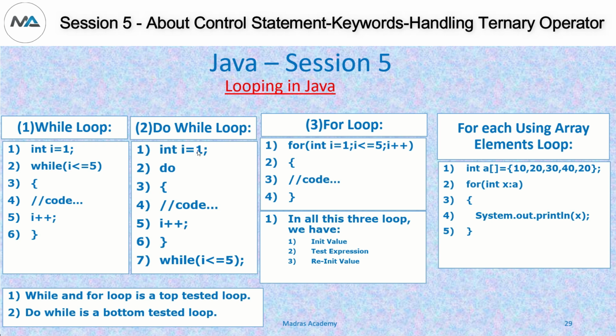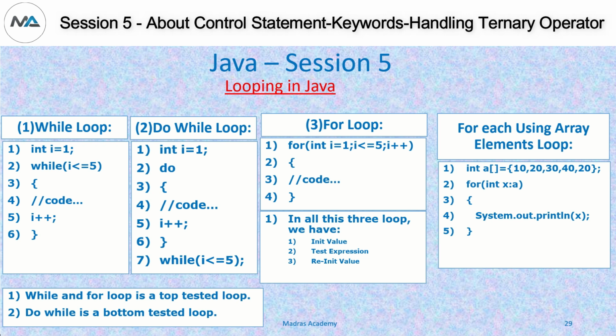Okay, if it is 100 here, 101 is less than or equal to 5, the condition is false, it won't execute. So in do while, whether the condition is true or false, one time the loop will execute here. Okay, like this way we have to write the code. This is the syntax for the while loop, do while, and for loop. Practically, we will see how to write these programs and all.